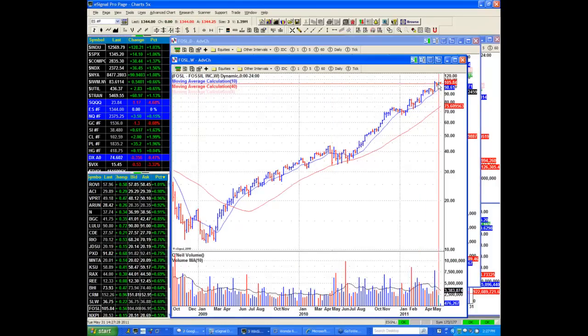And notice how it's holding up in a 3-week flag here. Not 3 weeks tight, but you've got two tight closes right here. But of course, you're only one day into this week, so you have to see how it closes. But nothing wrong with Fossil; it's acting fine.